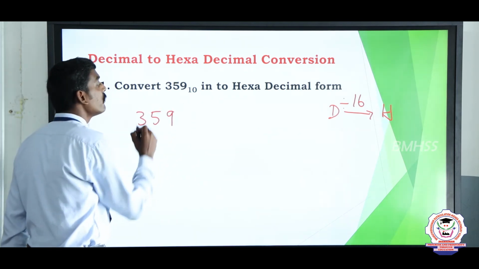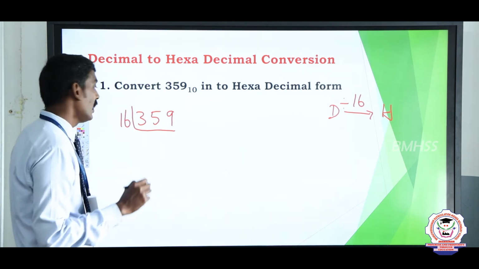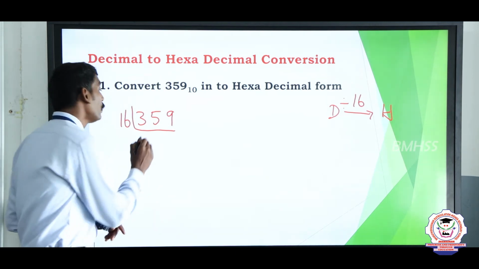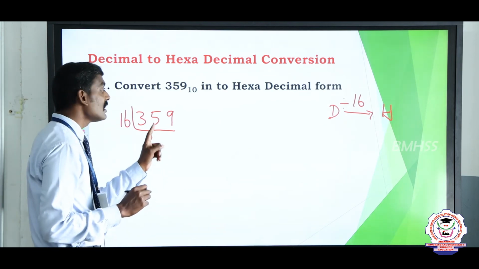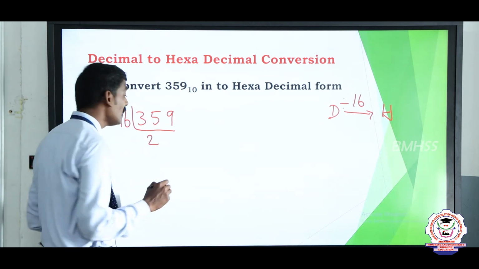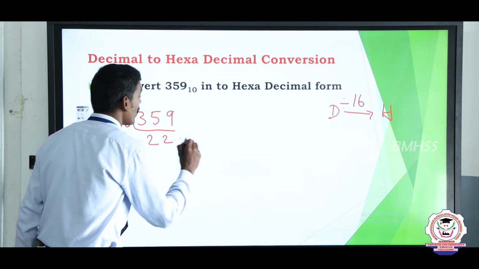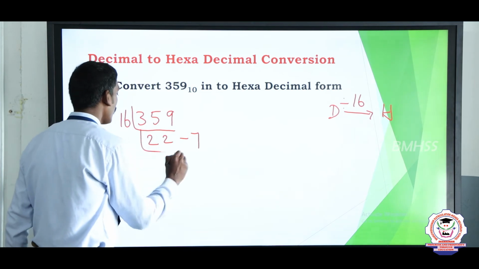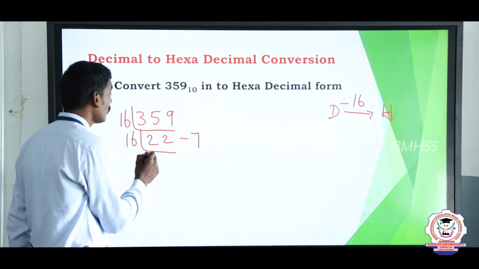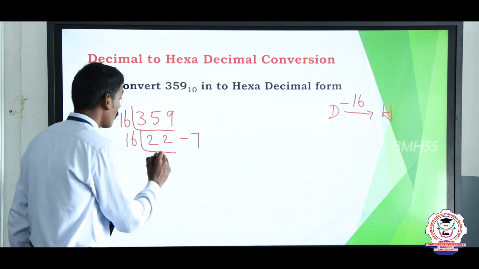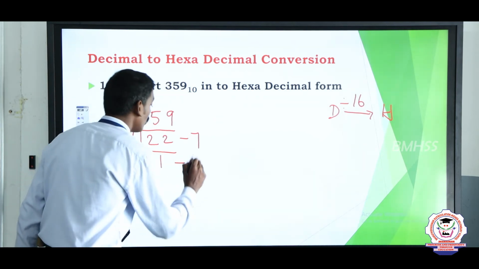What is the given question? 359. This 359 should be divided by 16. Yes, how many 16s are there? 2 16s are 32. What is the remainder? 3. 3 should be combined with 9, 39. How many 16s are there? 2 16s are 32. The remainder is 7. Again 16. 22 is divided by 16. How many 16s are there? 1 16. And then remainder 6.